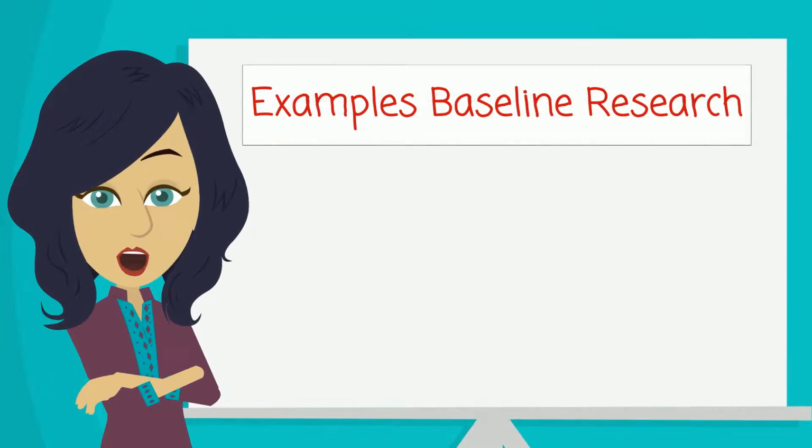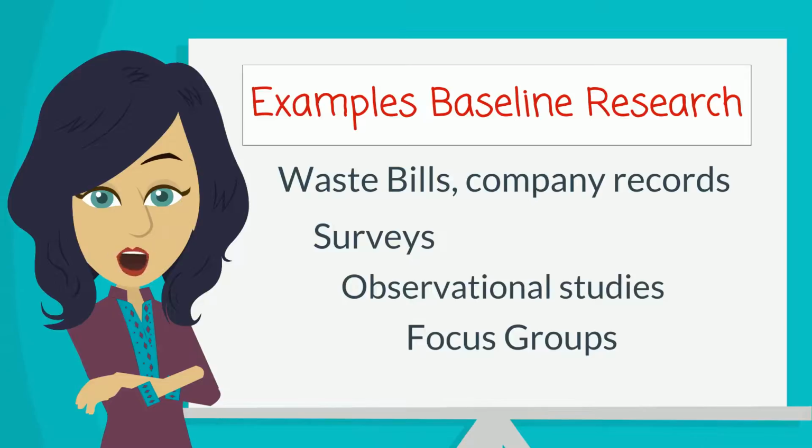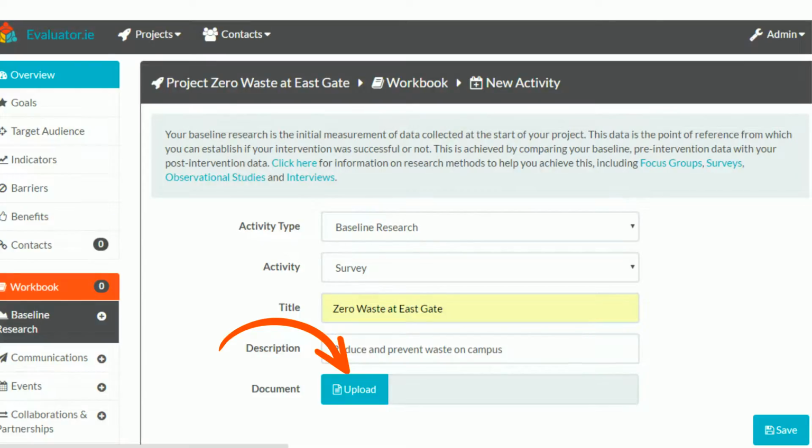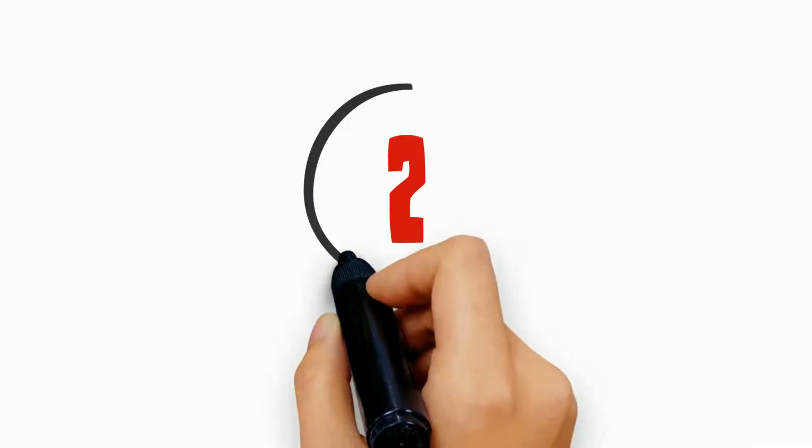Your baseline research should tell you how much waste is currently being produced and how people think and behave in relation to producing and disposing of waste. Have a look at the different methods you can use and choose what is best for the situation. Remember, you will be checking at the end of the program to see did these things change. After you do your research, remember to upload it to evaluator.ie. Now on to the next section, communications.